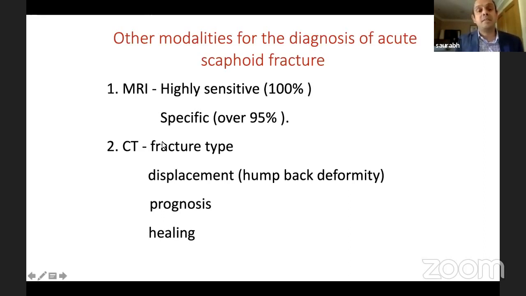And then CT, again, CT is very important for scaphoids. For all the non-union scaphoids, you will be able to see your humpback deformities. Very important because it gives you an idea how much to correct, how much graft you need. And CT will tell you prognosis, in the sense that if your fracture is proximal, the more proximal it is, the worse the prognosis. So you can tell your patient that.